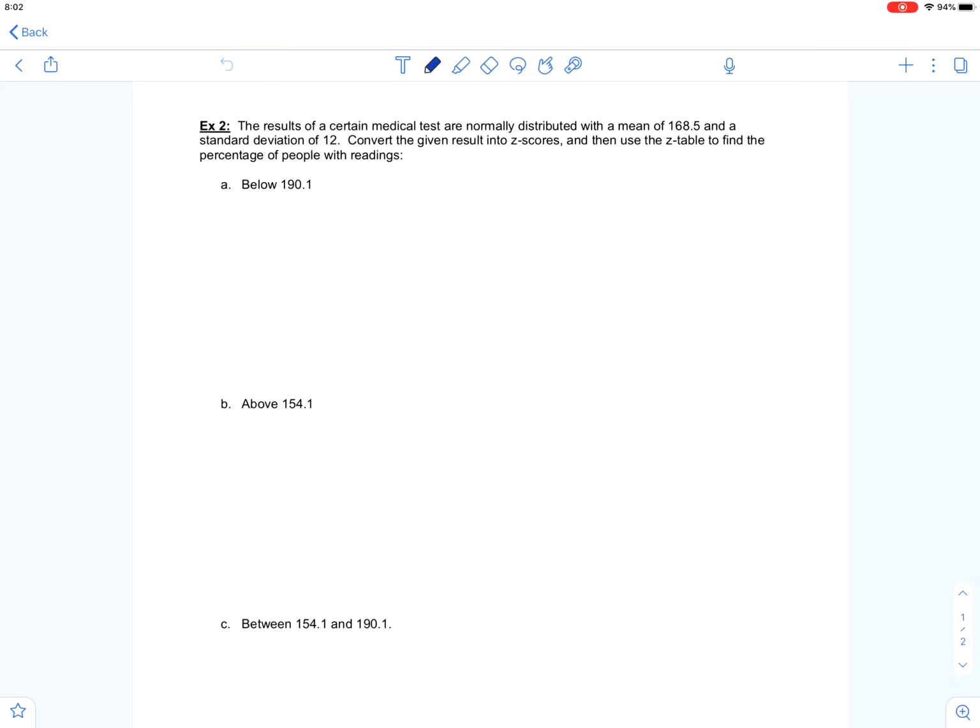Here we're going to look at another example that involves z-scores. Example 2 states the results of a certain medical test are normally distributed with a mean of 168.5 and a standard deviation of 12. Convert the given results into z-scores and then use the z-table to find the percentage of people with readings below 190.1, above 154.1, and between 154.1 and 190.1.